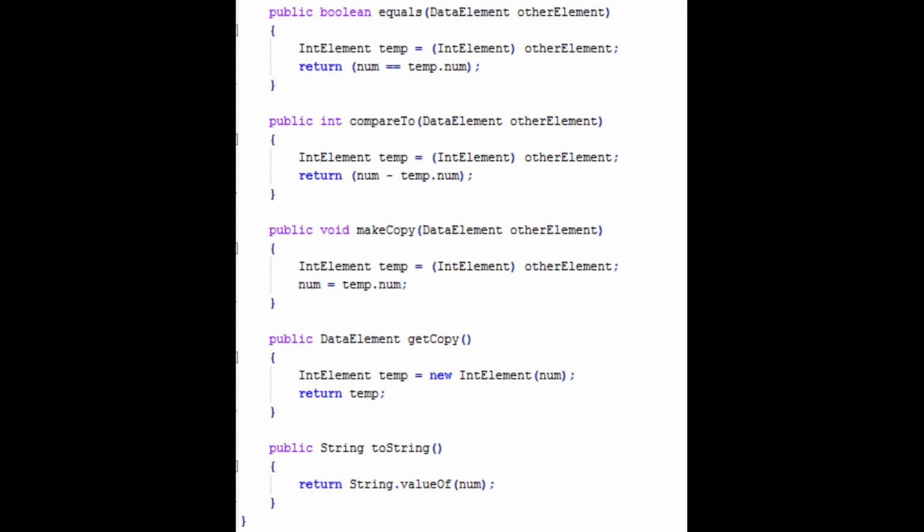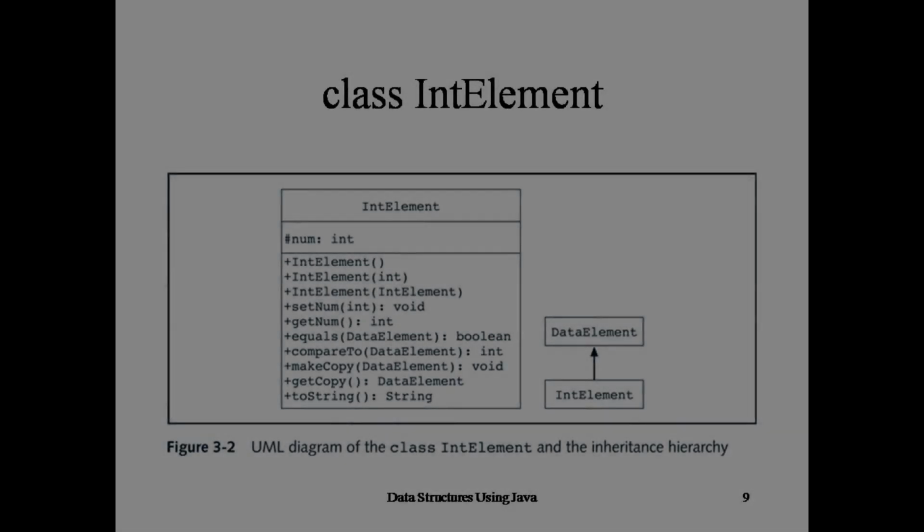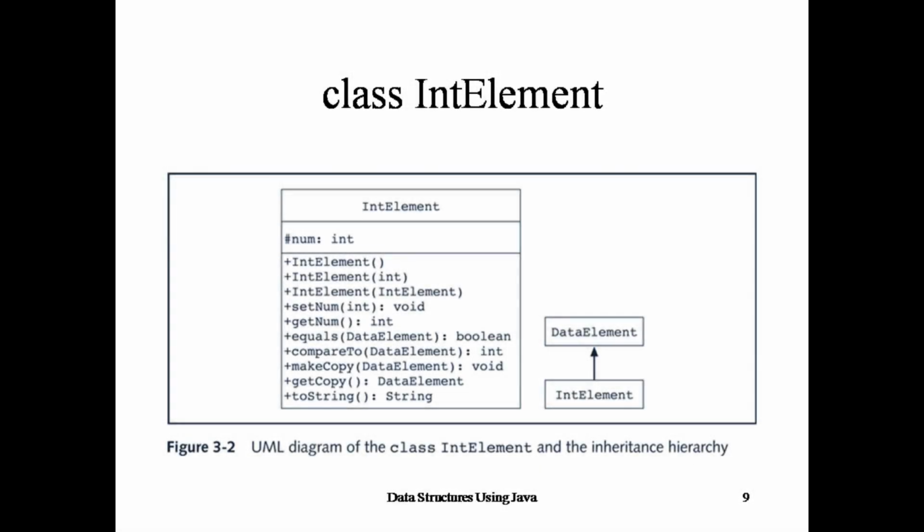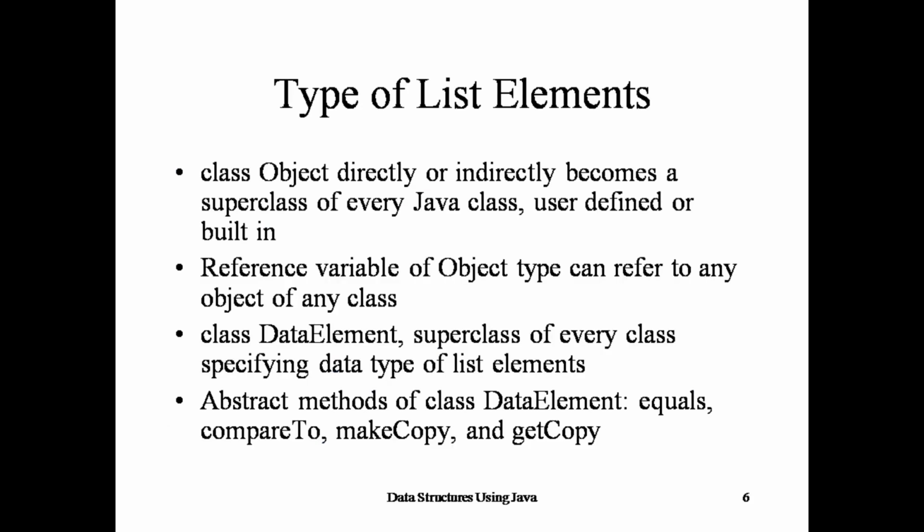This Figure 2-2 shows the UML diagram of the class IntElement and the inheritance hierarchy. As you can notice, the IntElement is a subclass of the superclass DataElement, which means that IntElement inherits from the DataElement class. Similarly, you can create the class DoubleElement to implement a list of decimal numbers, such as sales data.